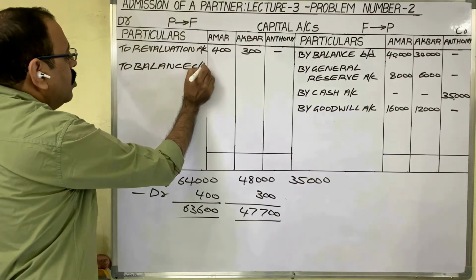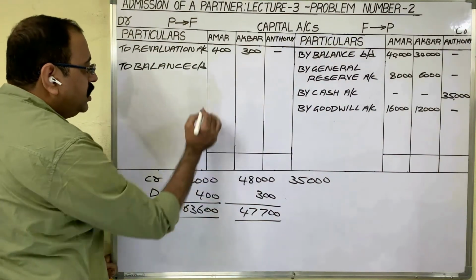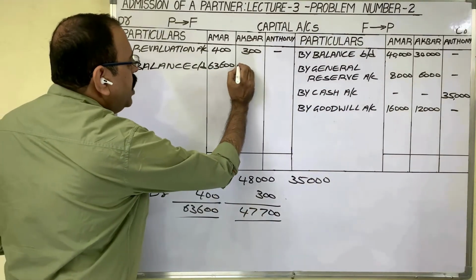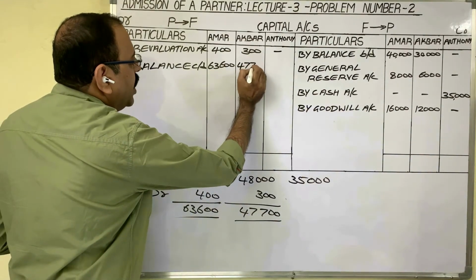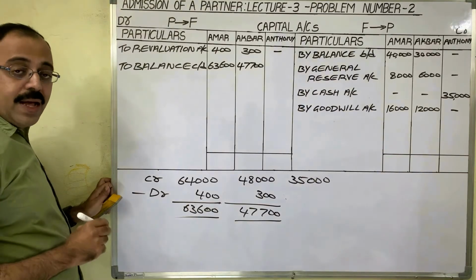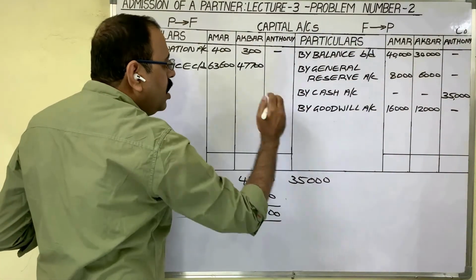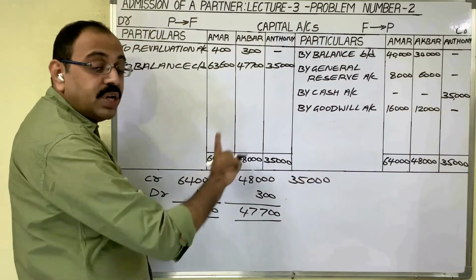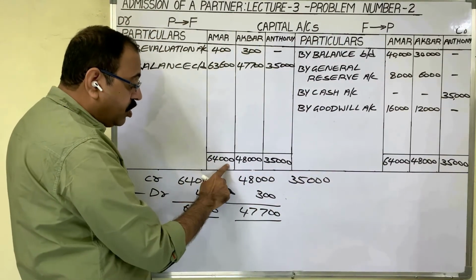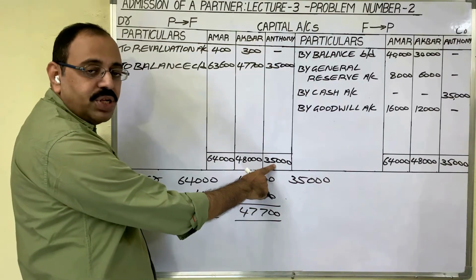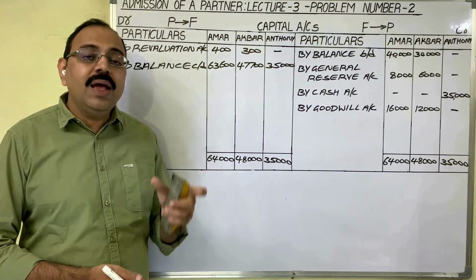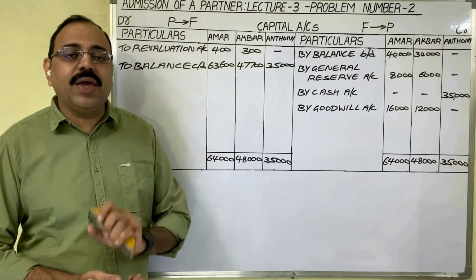Balance carried down. In Amar's column, 63,600. In Akbar's column, 47,700. For the third person, Anthony, the credit total becomes balance carried down. Now put the total. The two sides' totals are 64,000, 48,000, 35,000 rupees. Capital accounts are completed. Next we have to prepare the cash account or bank account.